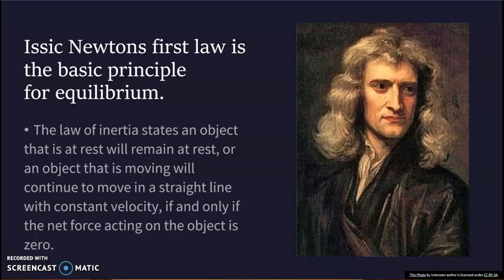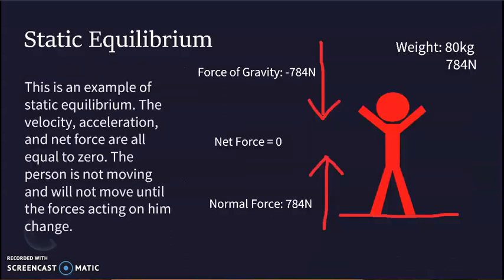Isaac Newton's first law is the basic principle for equilibrium. The law of inertia states an object that is at rest will remain at rest, or an object that is moving will continue to move in a straight line with constant velocity, if and only if the net force acting on the object is zero.